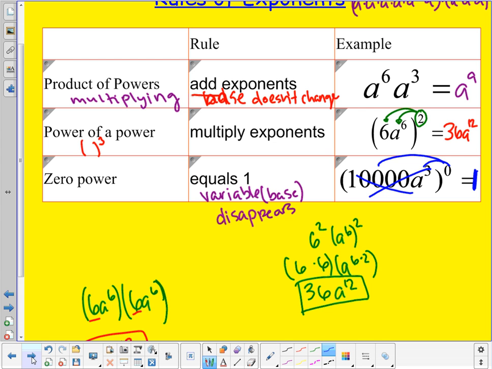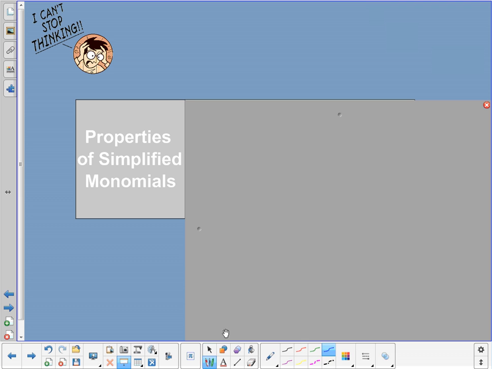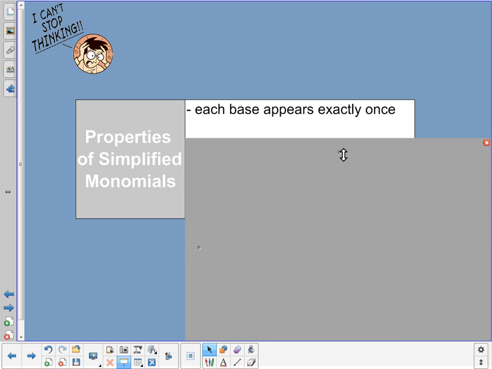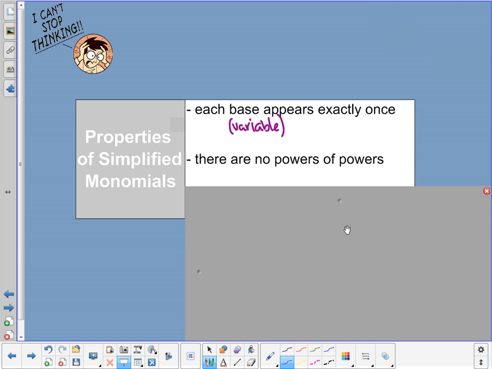One thing we have to consider when we simplify monomials is a little checklist. There are 3 things on it. The first one is that we have to see each base only one time, which is like saying we see each variable only one time. Another thing to consider is that there are no power of powers, or in other words, no more parentheses. All parentheses have been taken care of.